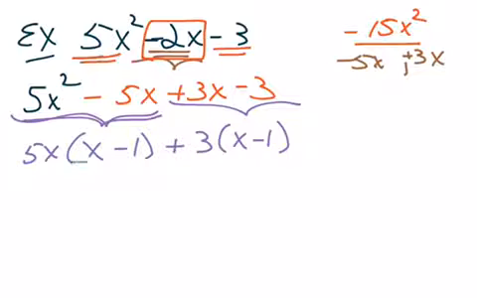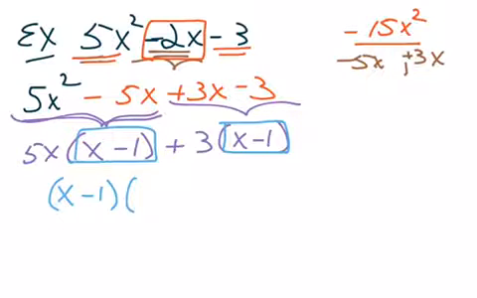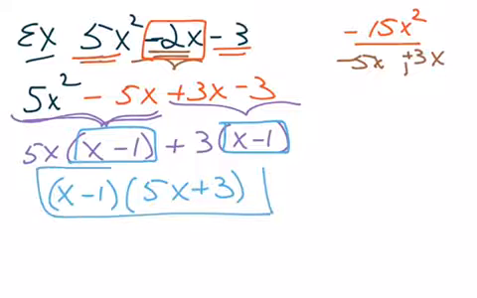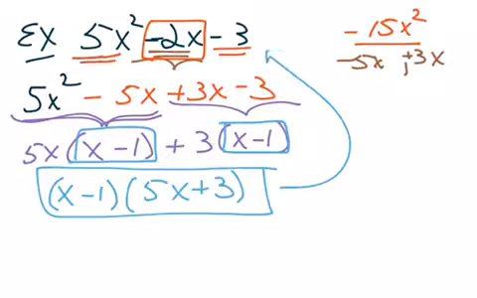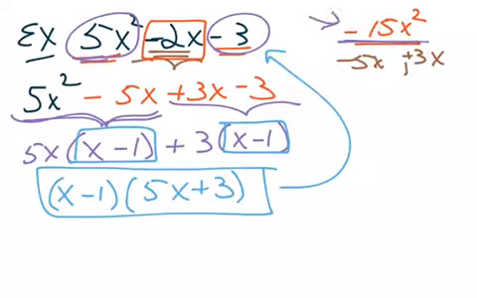Now check it out. What do I have in both of these? An x minus 1. That pops out, and you're left with 5x plus 3. And that's how you would factor 5x squared minus 2x minus 3. So again, you multiply your first term and your last term. Then you look at factors of this term, -15x squared, that combine, that add to get you -2x.